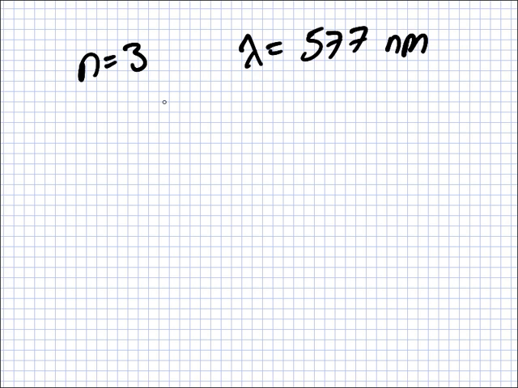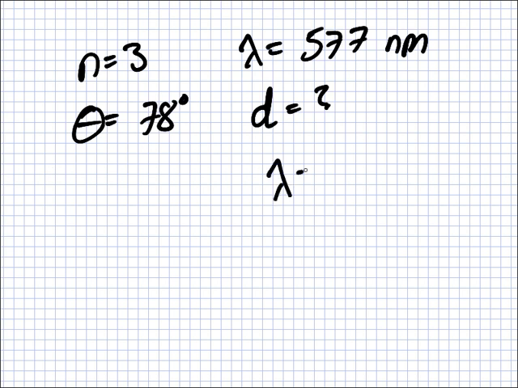Mercury light is incident normally on a diffraction grating. The third order spectral line of this yellow light of wavelength 577 nanometer has a diffraction angle of 78 degrees. Determine the diffraction angle of the second order green line of wavelength 546 nanometer.